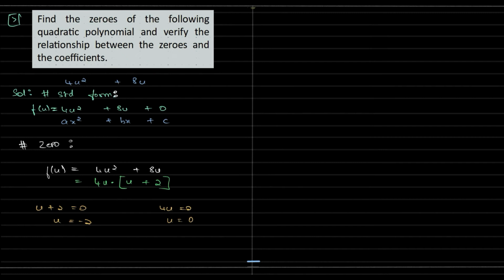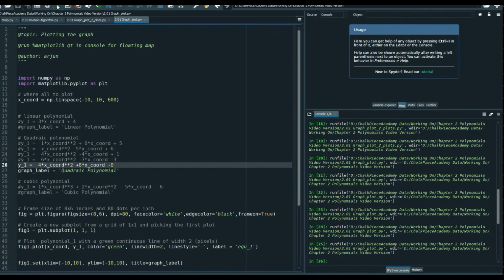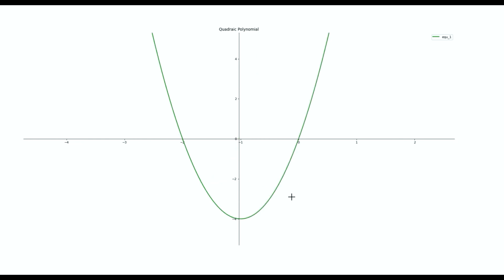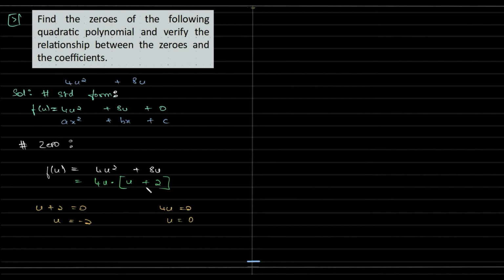So as usual, let's verify this with the help of Python coding. And when I execute this, I have my graph. And if you look carefully, we have the answer to be minus 2 and 0, is it not? Have a look. The graph is crossing the x-axis at minus 2 and 0, so the answer is minus 2 and 0 itself.